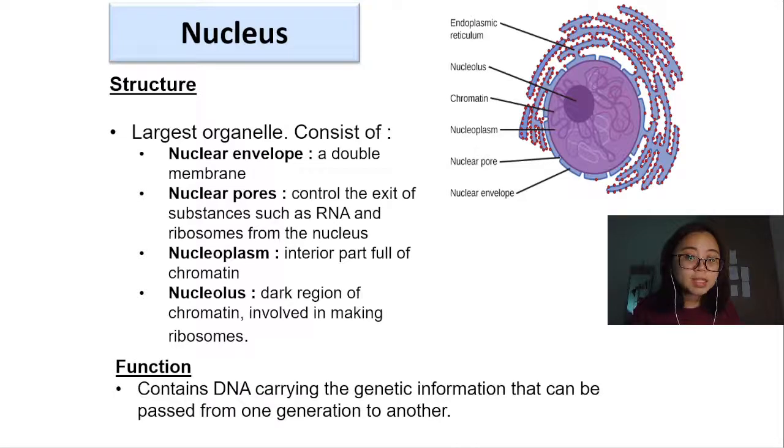You also have the nucleoplasm, which is the interior of the nucleus. Apa yang nampak macam purple jelly-jelly di dalam, itu adalah nucleoplasm. And the nucleolus, the dark region of the chromatin involved in making ribosome. So bahagian yang paling gelap, involved in making ribosome. Bahagian yang paling gelap ini adalah terdiri daripada chromatin yang tebal dan kelihatan lebih gelap. Chromatin is what we call the DNA when it is stretched out. Okay, kalau DNA kita tidak kasih gumpal dia, kita kasih biar dia terburai, itu adalah chromatin. So the function of a nucleus is it contains DNA carrying genetic information that can be passed from one generation to another.